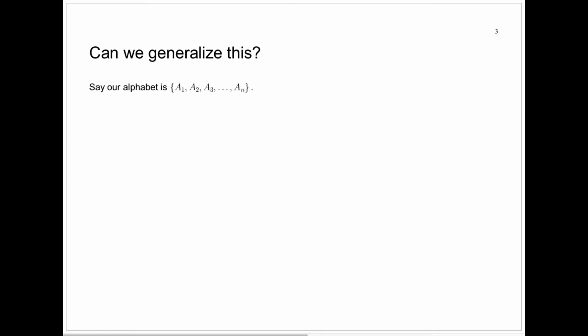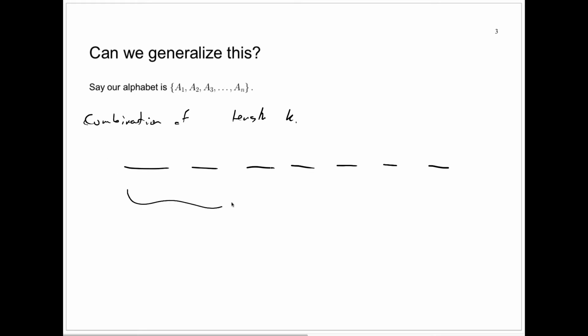Can we generalize this? Well, the answer, of course, is yes. So to generalize it, say we have an n-letter alphabet. I'll call it A1, A2 through AN, and say we have a combination of length K. I'll just put the spaces here. That could be any number of spaces. I'll just draw it as if it's 7, but it could be anywhere. This is length K.